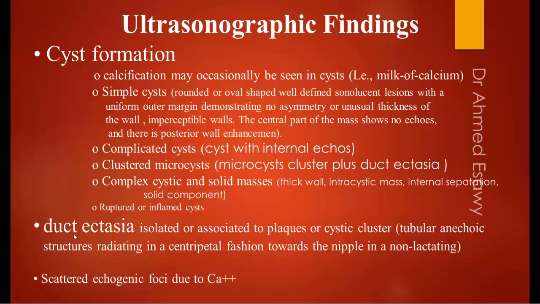Second, duct ectasia. Duct ectasia isolated or associated with plaques or cystic cluster. Tubular anechoic structures radiating in a centripetal fashion towards the nipple in a non-lactating breast. There may be scattered echogenic foci due to calcification present in the ultrasonographic findings. So: cyst formation, duct ectasia, calcification.